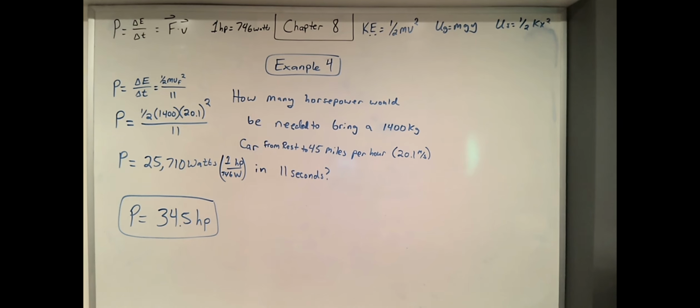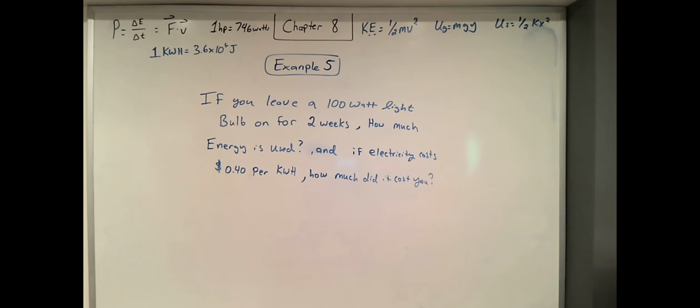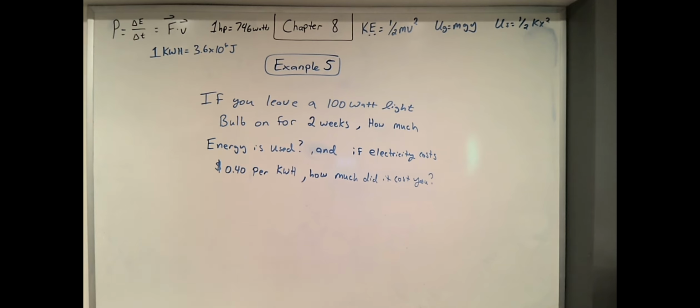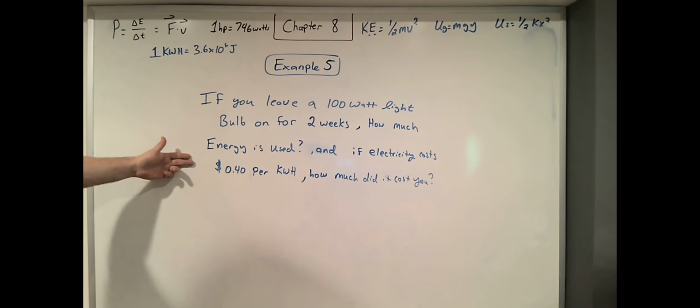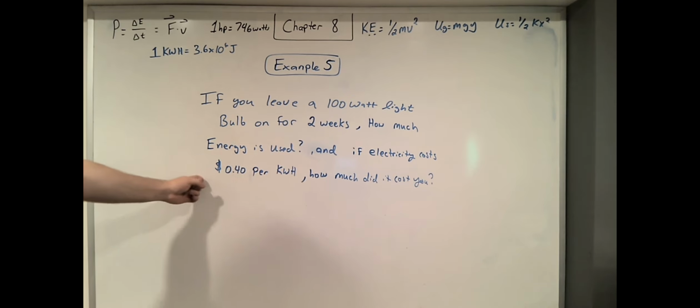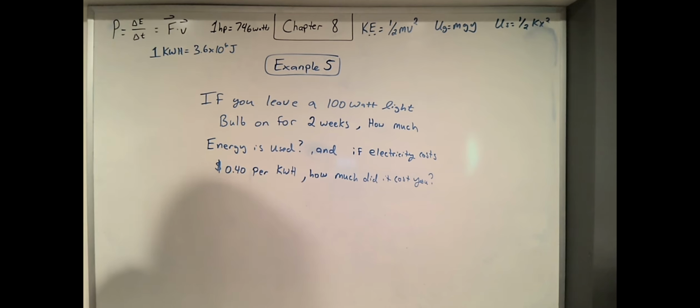All right, let's do another problem. For this one, example 5, we're going to have a light bulb. If you leave a 100-watt light bulb on, and say you go into a room and you turn the lights on, you forget to turn them back off. Let's say you leave them on for 2 weeks. How much energy is used? Okay, how much energy did that light bulb use? And electricity costs money. If electricity costs 40 cents per kilowatt hour, how much did it just cost you to leave that on for 2 weeks?